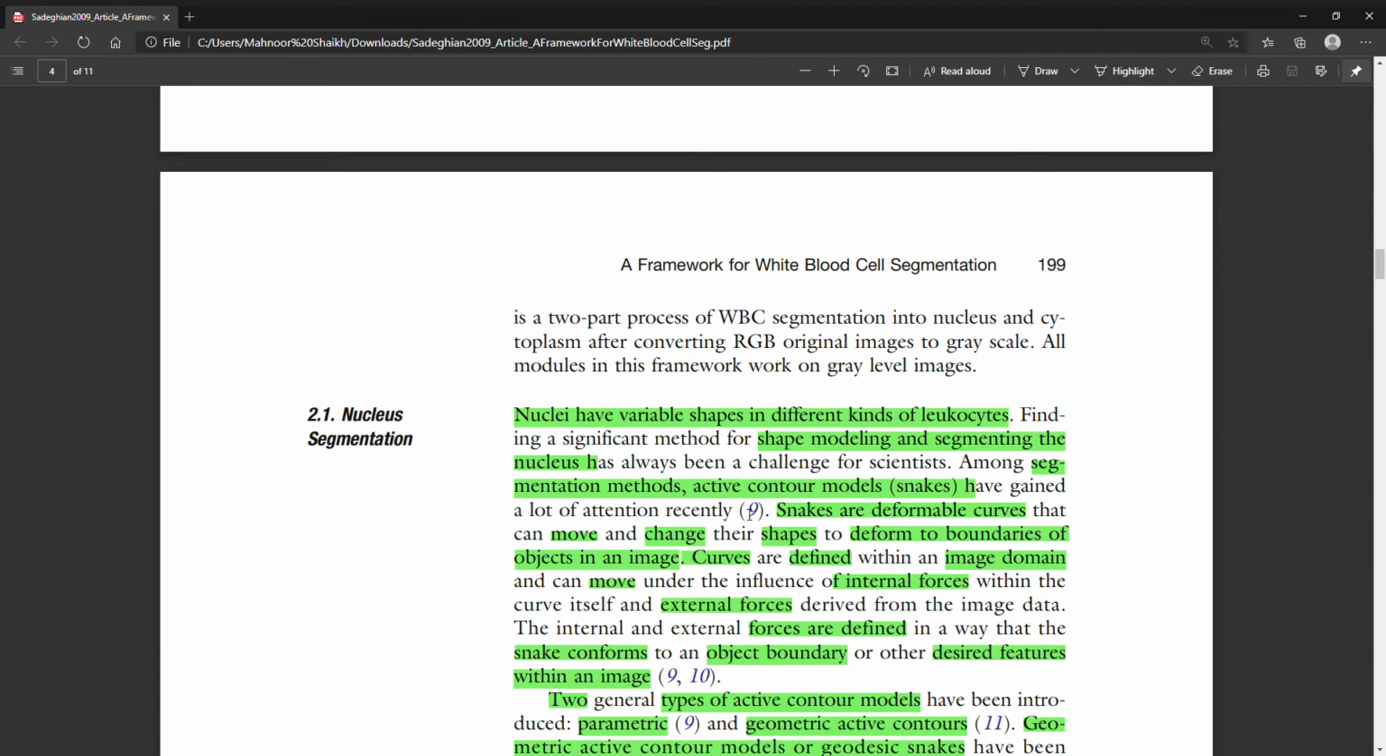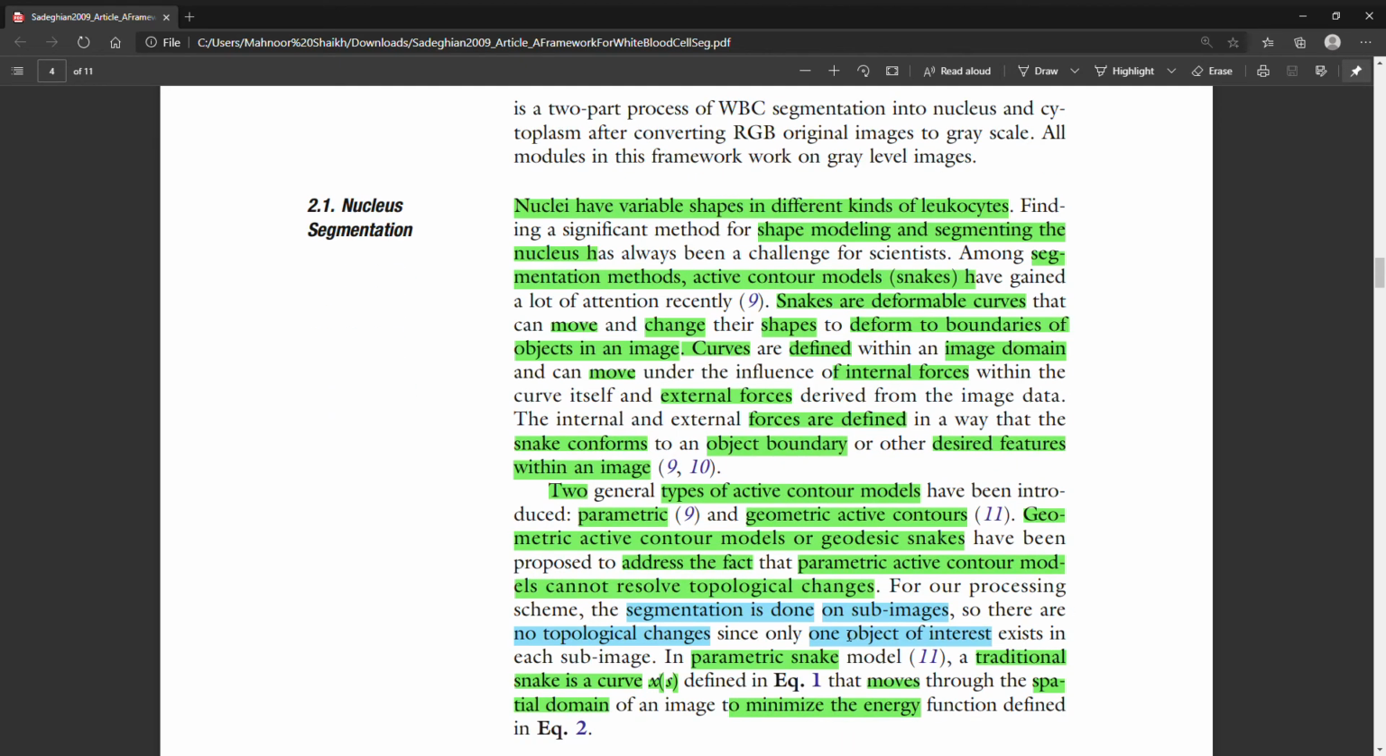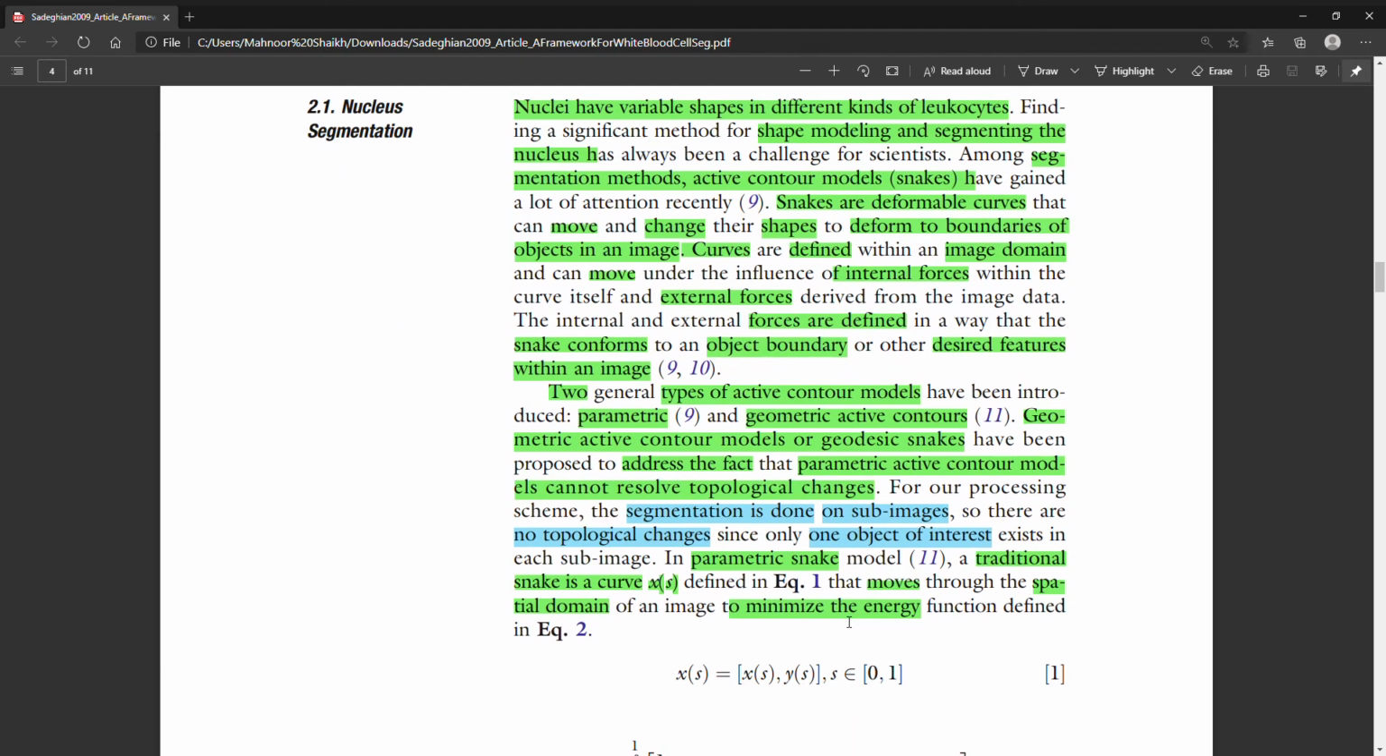The forces are defined in such a way that the snake conforms on the object of interest and its boundaries or the other desired features within an image. There are two types of active contour models. One is parametric and the other is geometric active contours. The geometric active contours or models or geodesic snakes have been proposed to address the fact that parametric active contour models cannot resolve topological changes. For this pre-processing scheme, segmentation is done on sub-images, so there are no topological changes since only one object of interest exists in each sub-image.